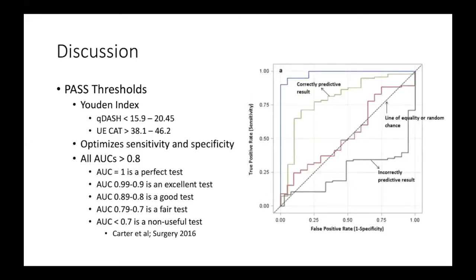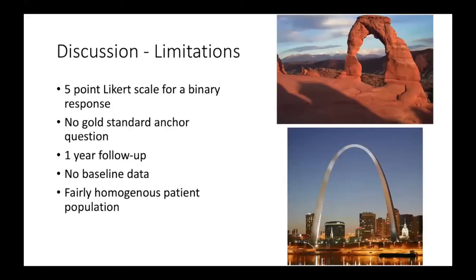The Youden index provided PASS threshold estimates for the QuickDASH of less than 15.9 to 20.5, and the UECAT of greater than 38.1 to 46.2. The PASS threshold is essentially a diagnostic test, and the Youden index method optimizes the sensitivity and specificity of the PASS threshold for predicting a patient acceptable symptom state. Thus, the statistical method makes sense given the goal of the study. Further, it provides an objective measure of test performance in the AUC value, and for all PASS thresholds in our study, the AUC was greater than 0.8, consistent with good test performance.